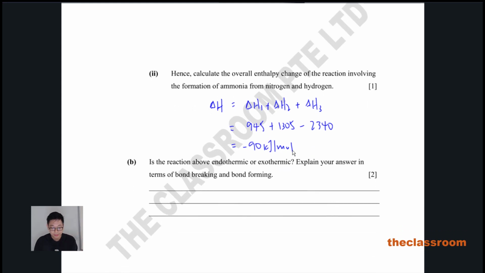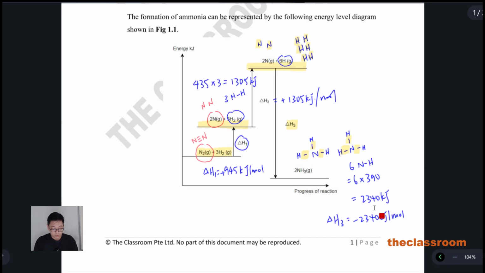And lastly, part 3 is: is it endo or exo? This is a question where you need to be able to recall the format. This is also in my Fight Your Way to Distinction guidebook, and the structure is there. It's always energy absorbed to break bonds in N2 and 3H2 is, now if you're not too sure, let me show you. Here we have going up, energy being absorbed. Here we have coming down, energy being released. Notice how the energy absorbed is much less than the energy being released.